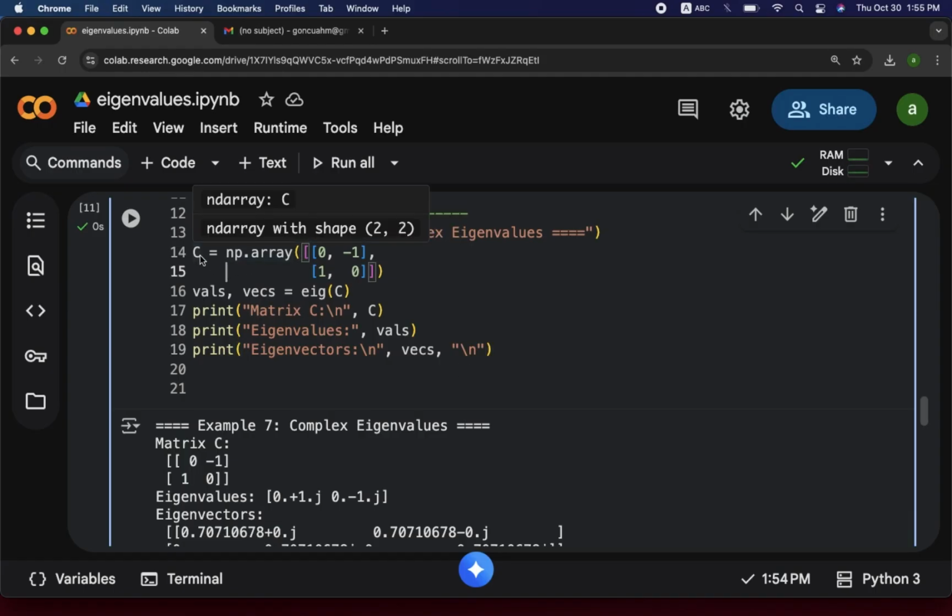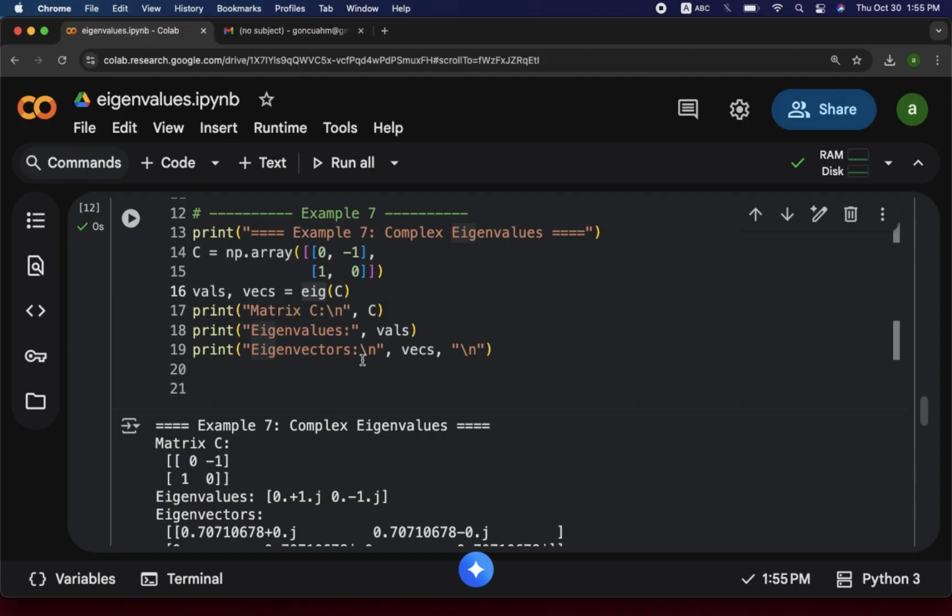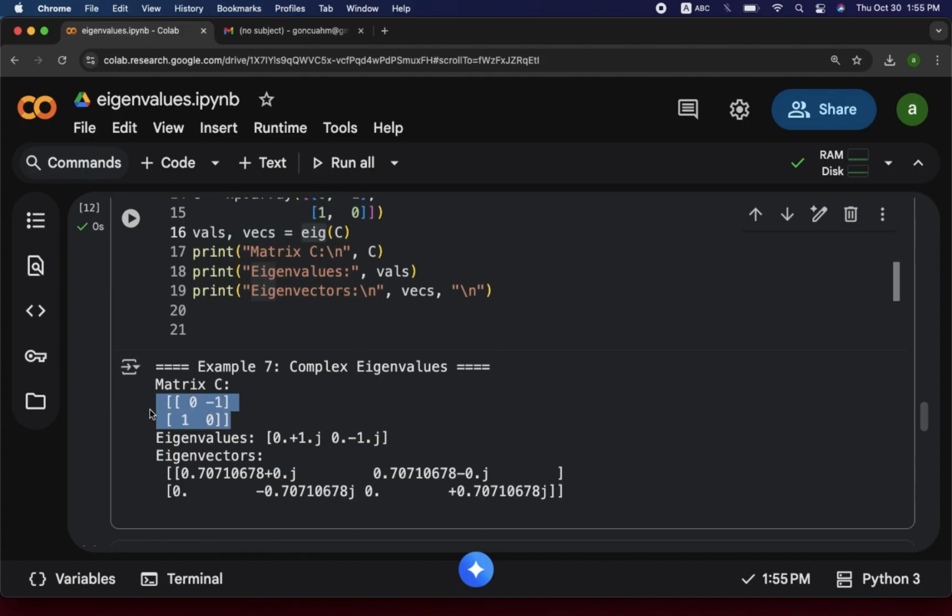Now in example 7, different from the previous ones, we have complex eigenvalues. So you see that we are given a matrix C, which is 0, -1, 1, and 7. And then we just usually use the eig or eigh functions. And here it's not symmetric, so we can use the regular eig function as we did. And if you run as usual, we can just print these on the screen and verify what we obtained.